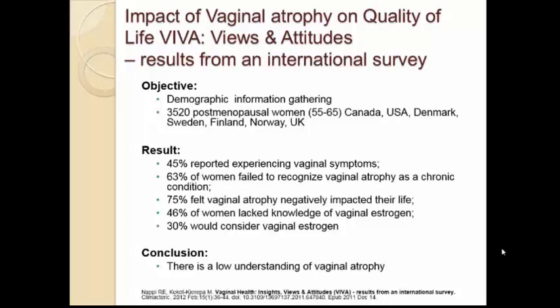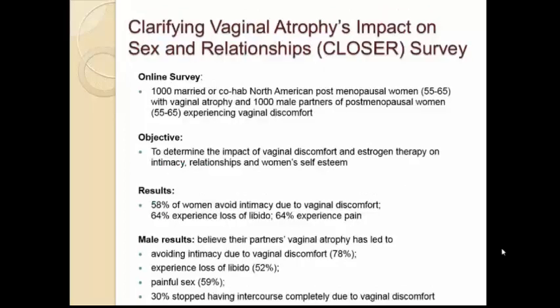Results were astounding. 45% reported experiencing vaginal symptoms. 63% of women failed to recognize vaginal atrophy as a chronic condition. 75% felt vaginal atrophy negatively impacted their life. 46% of women lacked the knowledge needed to describe and understand vaginal estrogen. 30% would consider vaginal estrogen as a treatment option. The conclusion of this study was that there is a low understanding of vaginal atrophy. That's something we as providers need to work on.